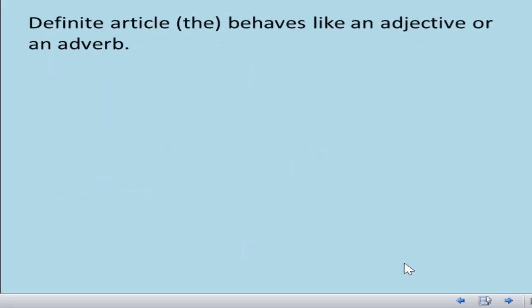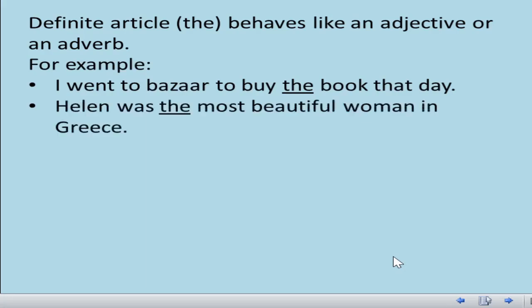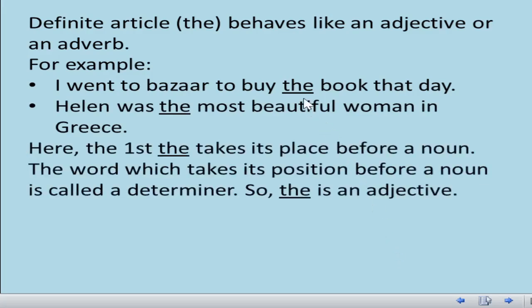Definite article the behaves like an adjective or an adverb. How? Look at the example. I went to bazaar to buy the book that day. Helen was the most beautiful woman in Greece. Here, the first the takes its place before a noun, book. So here the is an adjective because it has modified the meaning of the book.